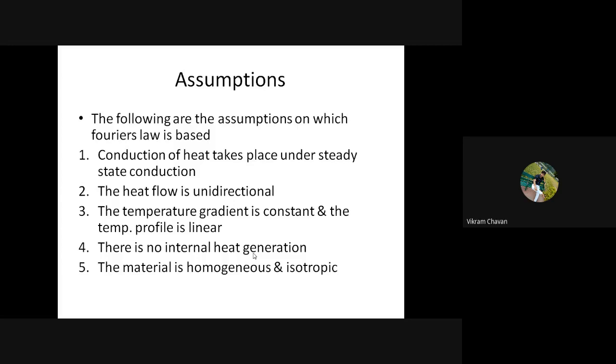And the last one is that the material is homogeneous and isotropic. What does homogeneous mean? Homogeneous material means that the material composition is similar in all directions.